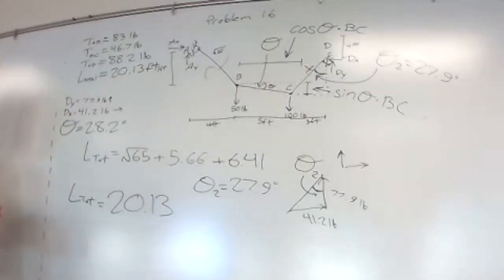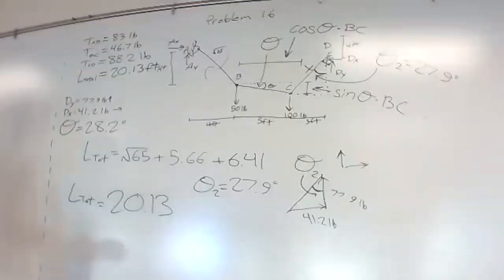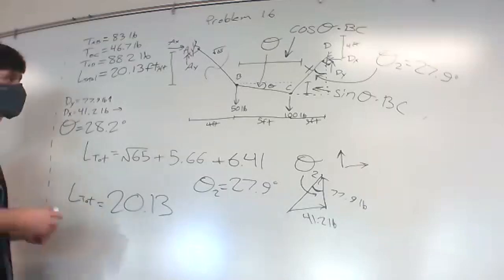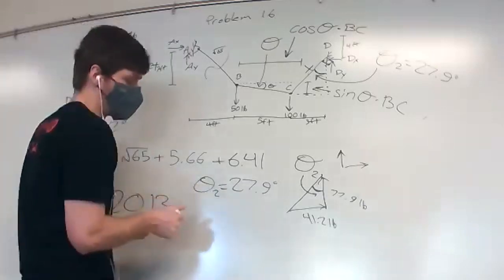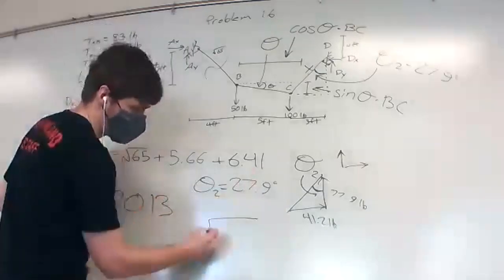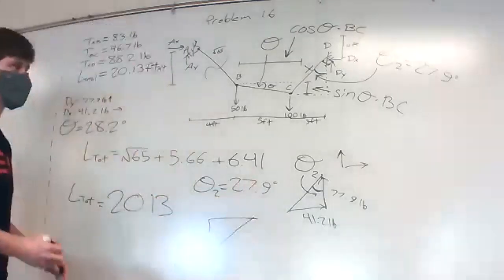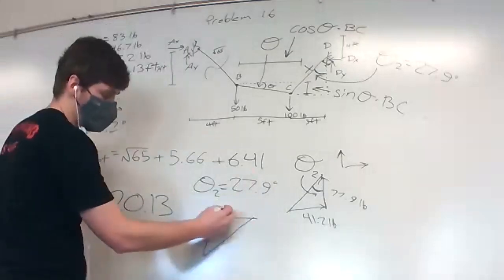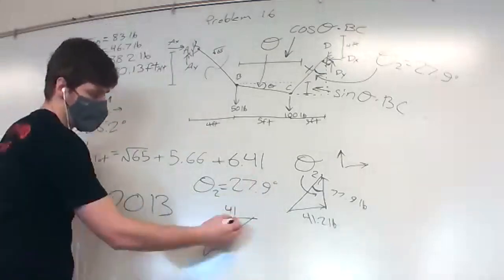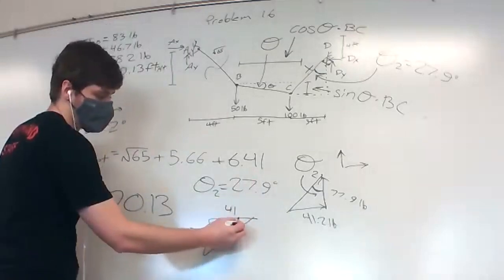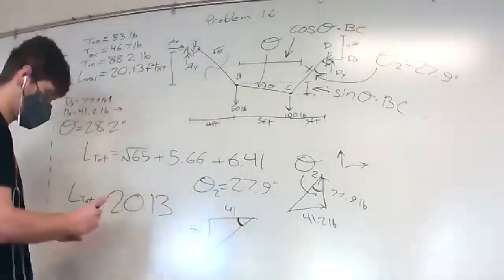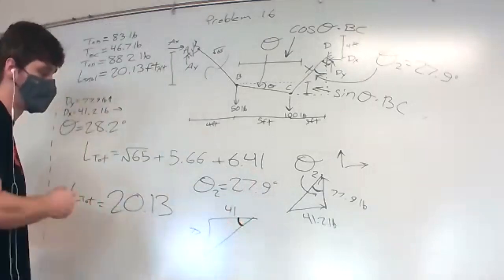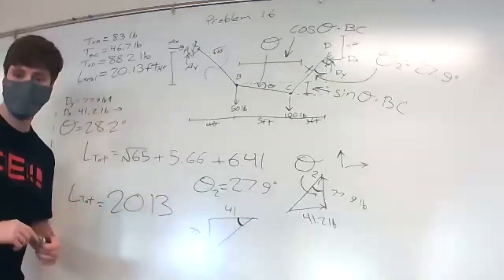When you want to find the theta for that last one, I do a triangle from the inside. That's totally fine, you just go about it a different way. If you drew your triangle like this, your 77 would be on this side, your 41 would be on that side, and the angle you would be solving for would be right here.